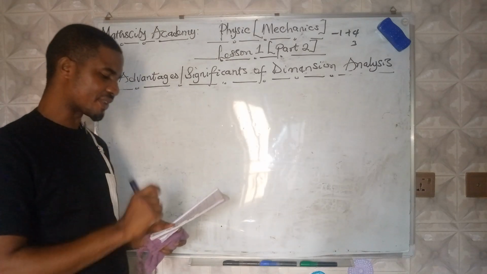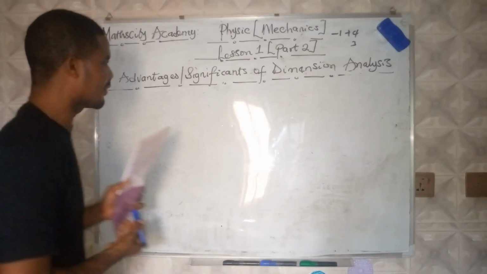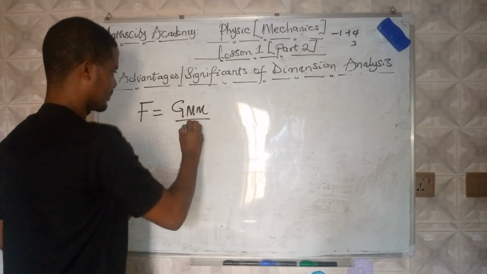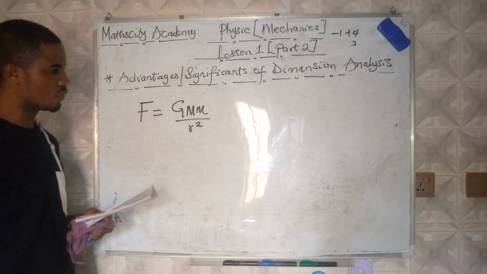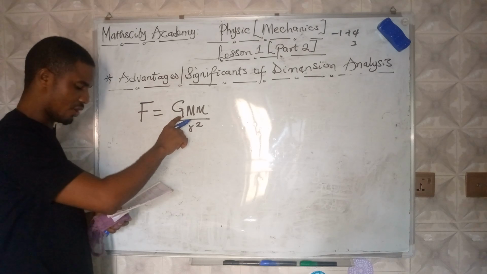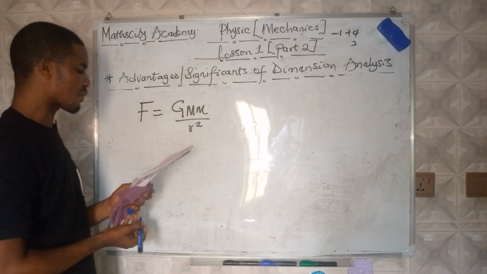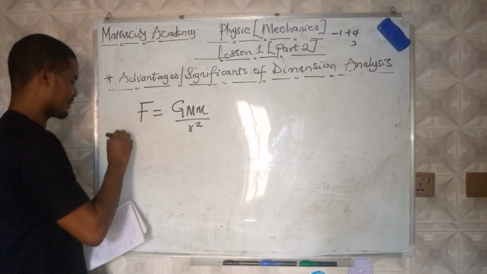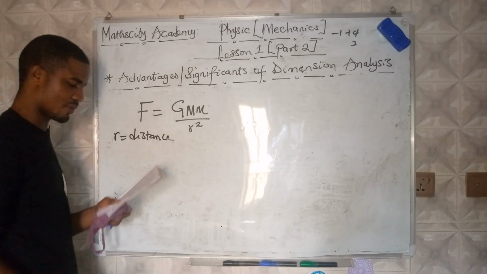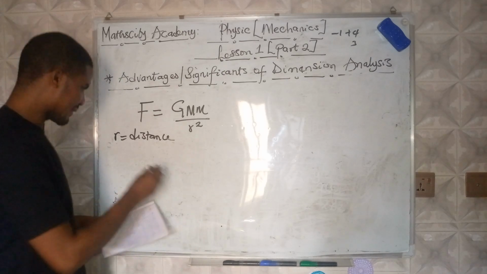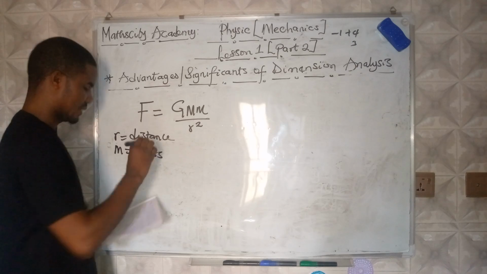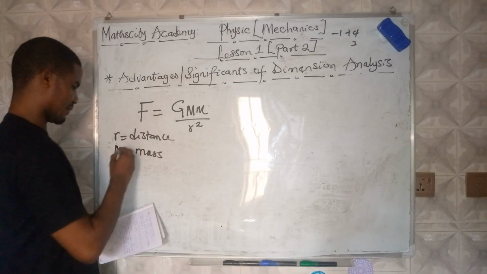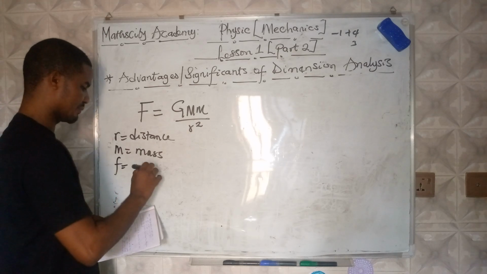The gravitational force of attraction between two bodies is given as this, where G is the gravitational constant, R is the distance apart between the two bodies, the two masses, M is the mass of the body, and F is the force of gravity, the gravitational force.